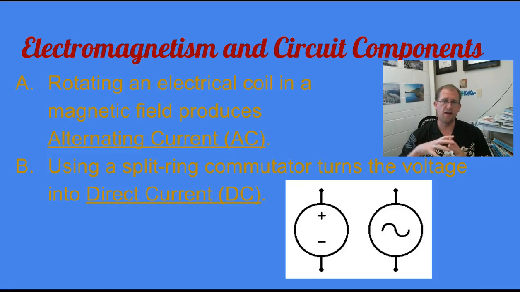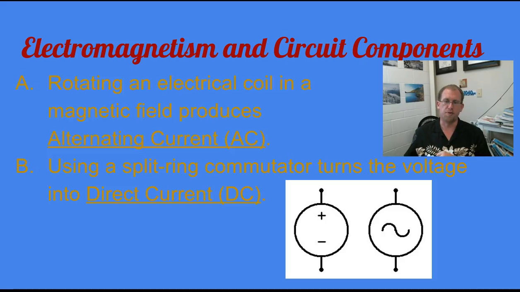DC generators are the same thing, only they've snuck in this component called a split-ring commutator. What that does is it allows only one side of the wire to be attached to one side of the circuit at a time. So the part of the loop going by the north pole will always be connected to one wire of the circuit. And then when that part of the wire is going by the south pole, it's no longer attached to that same part of the circuit, it's attached to the other. So it will push on one side and then pull on the other, and that causes the electrons to always flow in the same direction.